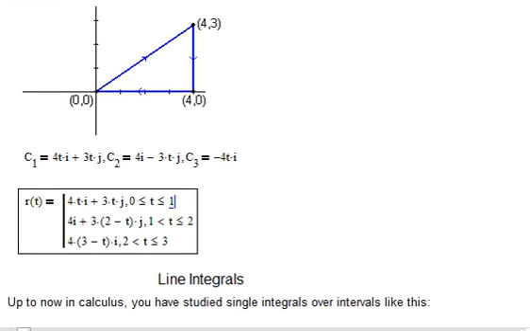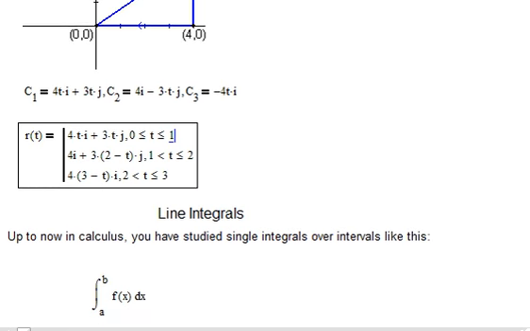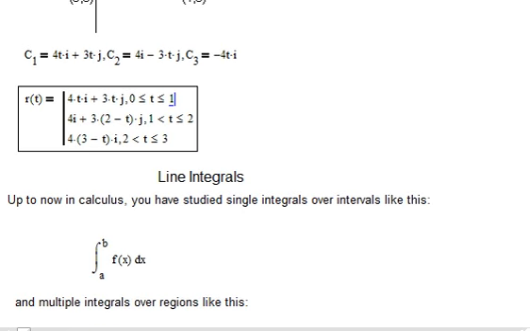Okay, so what then is a line integral? Well, up to now, let's put it in the next video.